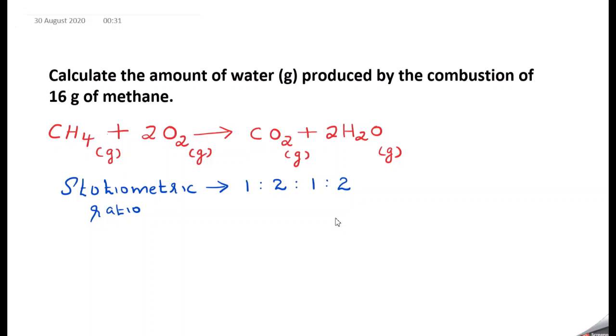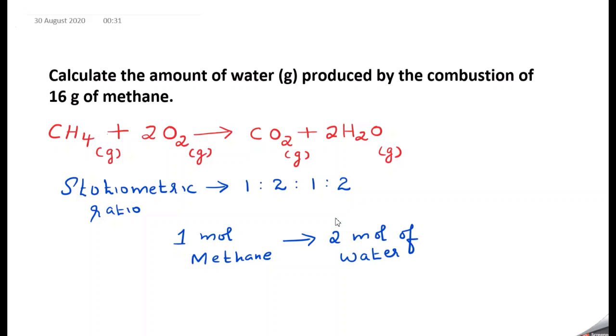Now as per the stoichiometric equation, we know that 1 mole of methane gives how much amount of water? 2 moles of water. So we will write that. 1 mole of methane can give, actually, 2 moles of water.